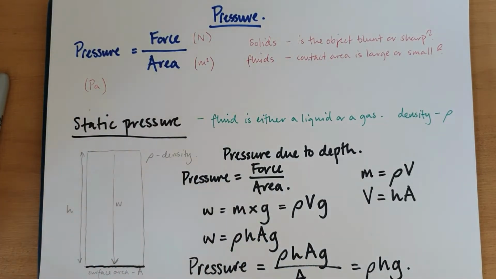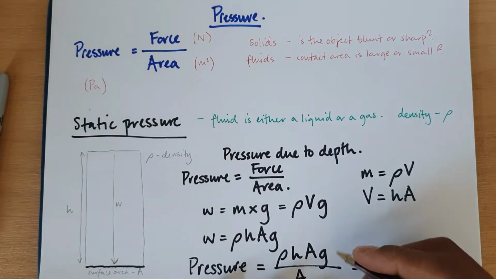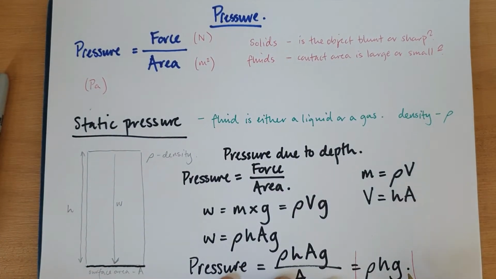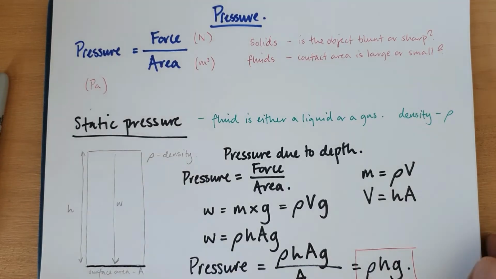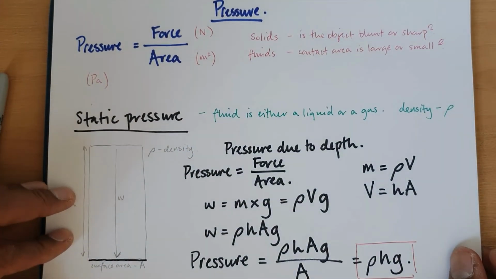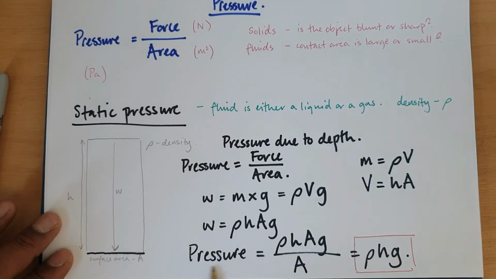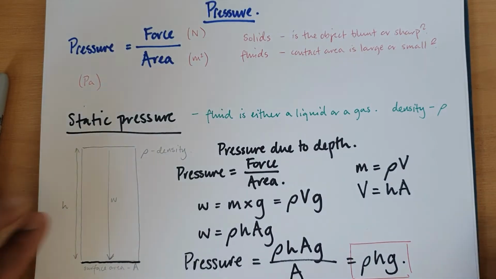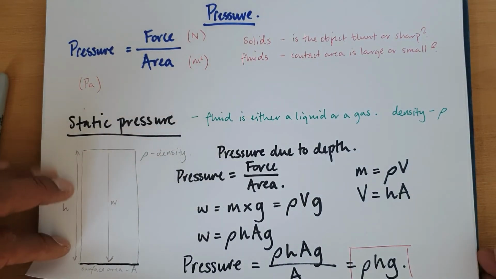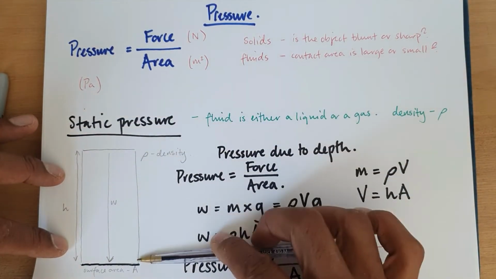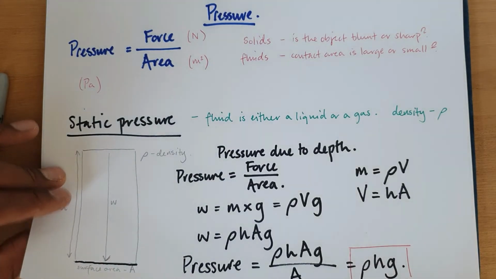I won't use the black pen, I'll use the red one. So that's the idea of static pressure. And you drop out this equation. Normally people write it rho G H for static pressure. And what it tells us is that the pressure in a fluid is due to depth, at least the static pressure. So what does that mean?